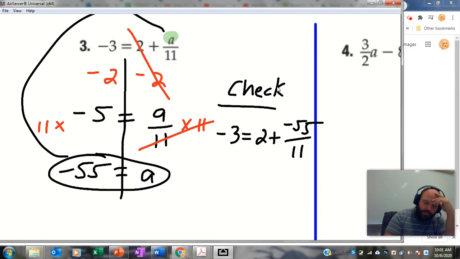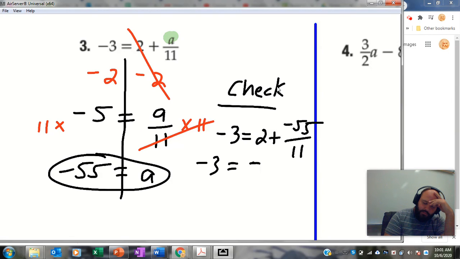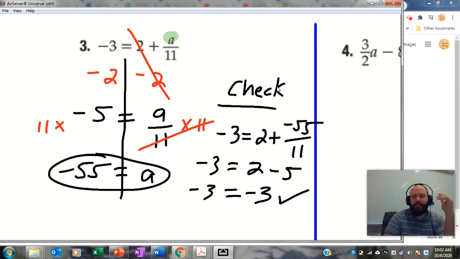And then we're going to double check that it worked. And so we have a -3 equals 2. -55 divided by 11 is -5 like that. Okay, and so we have still -3 on the left-hand side. On the right-hand side, we have 2 minus 5. So if you have 2 and you take away 5, you end up with -3. And there you go. We can see our check worked again because we got a true statement, which means our solution is correct.